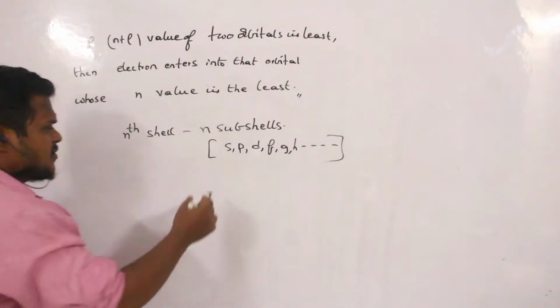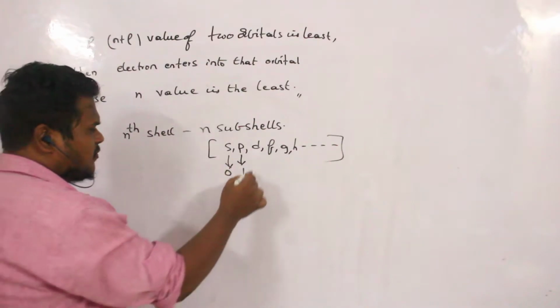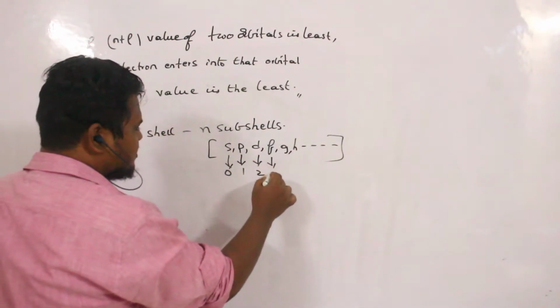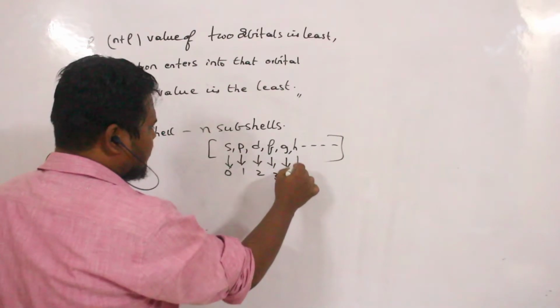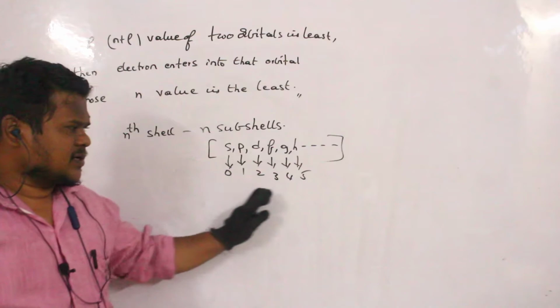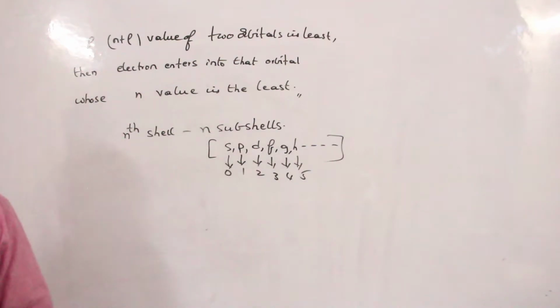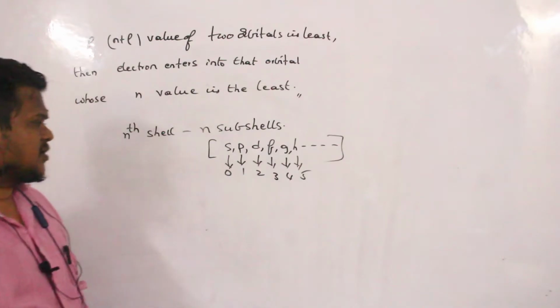So what is the value of S here? Value of S is 0, value of P is 1, value of D is 2, value of F is 3, value of G is 4, value of H is 5. Are you able to understand? So these are the values which we have given to these particular orbitals, subshells.